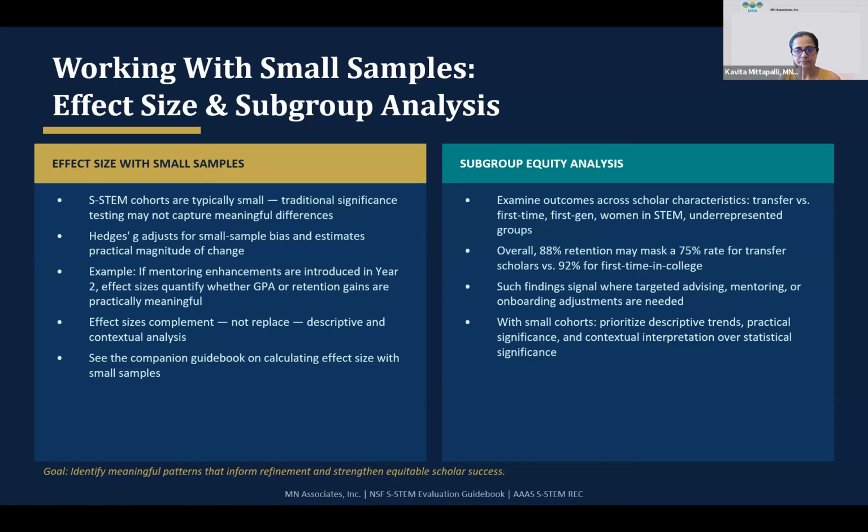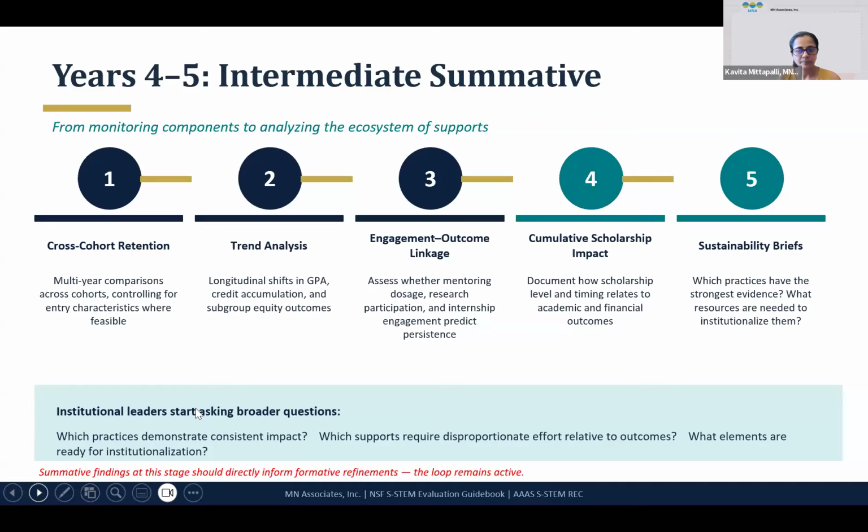Next slide. All right, now we are on to years 4 and 5. So from here, we are moving from monitoring components to actually analyzing the ecosystem of supports that are provided to the scholars. So by years 4 and 5, the analytic question generally shifts from monitoring individual components to actually understanding how the full ecosystem of support functions together for the S-STEM scholars, right?